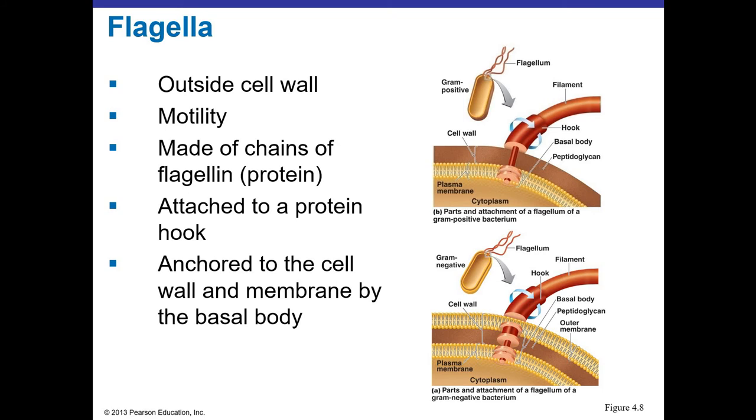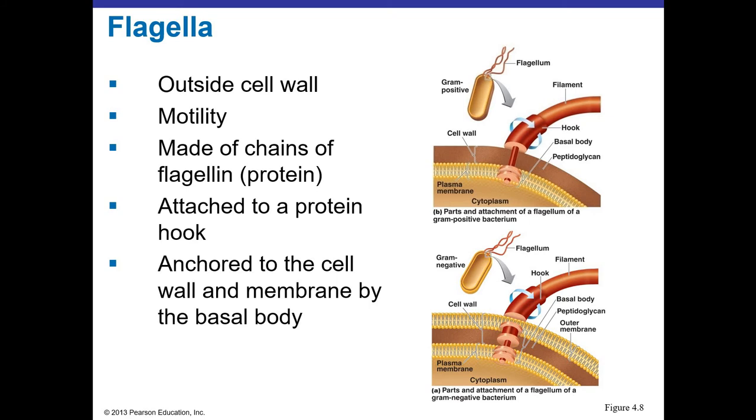Flagella, on the other hand, are for motility. They are made up of chains of protein that are flagellin, and they make these individual filaments. The filaments need to be attached to the bacterial cell, and that is done through a protein hook. This then gets anchored through the cell wall, so through the peptidoglycan layer, and actually also anchors into the cell membrane.